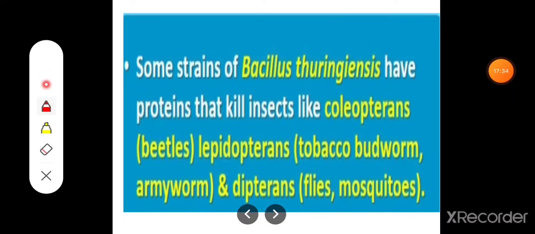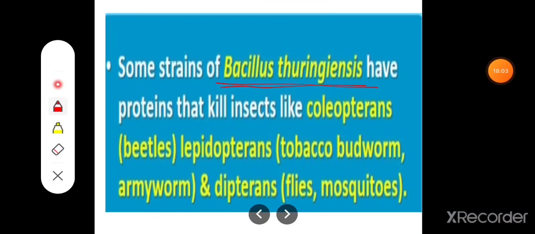Now let us see the next point. Let us see some strains of Bacillus thuringiensis which can kill insects that come in some groups. We are able to find, in the different strains of Bacillus thuringiensis, proteins that kill insects like coleopterans, which are the beetles. So they will kill insects like coleopterans, which are beetles.